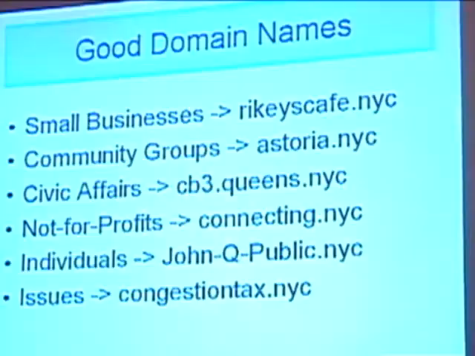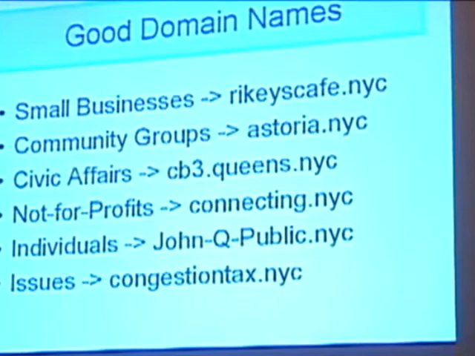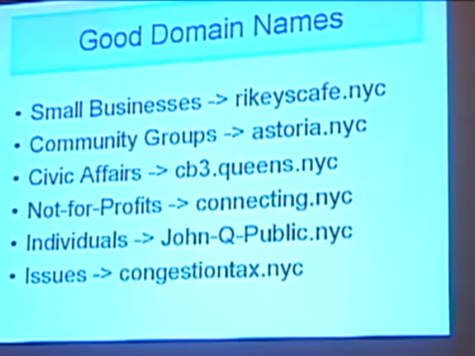So one of the things that we want to do is make good domain names with .nyc for small businesses, like Ricky's Cafe.nyc. For community groups: Astoria.nyc, Jackson Heights.nyc, Charles Street, Perry Street.nyc, so you can use names for community groups like CB3, Queens.nyc. For not-for-profits, that's my favorite, Connecting.nyc, that's going to be ours, I hope. For individuals, you can get names like John Q. Public.nyc, and for issues, things like congestion tax.nyc.